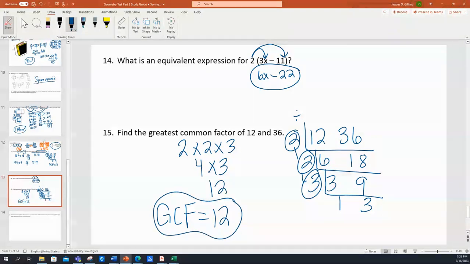Very good. As I said, there are many different ways you can do this. You can do prime factorization with the tree if you want. You can do the upside down cake method. Whichever way works for you, that is fine.